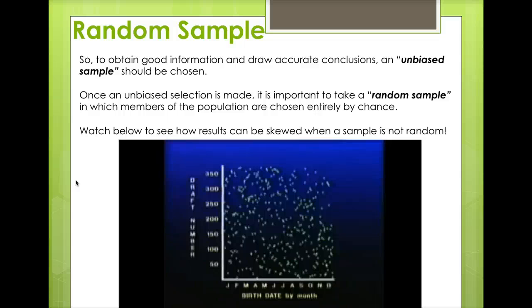But once you have an unbiased selection, it is then important to take a random sample. We've been talking about random samples. And this is a sample in which members of the population are chosen entirely by chance. So let's watch the results of this video to see when a sample is not random.